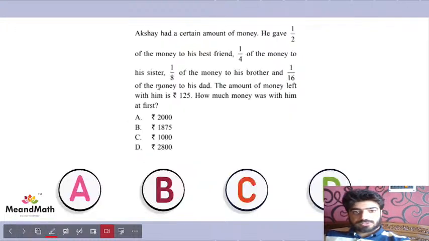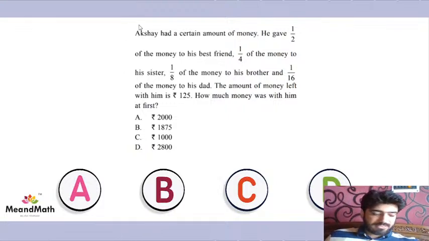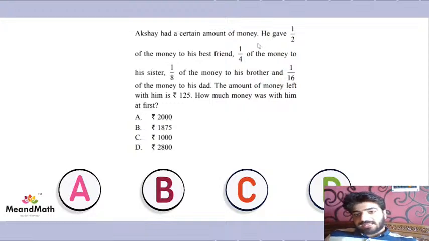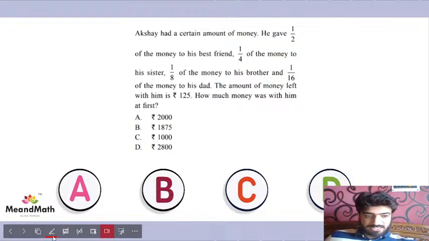Good. So this is another question which is similar to the earlier one, like the subtraction problem. Akshay had a certain amount of money. He gave half of the money to his best friend, 1/4 of money to his sister, 1/8 money to his brother, and 1/16 money of his dad. The amount of money left with him is 125. How much money was it? It is similar to the earlier problem. You don't have to do anything else. It is a subtraction problem.